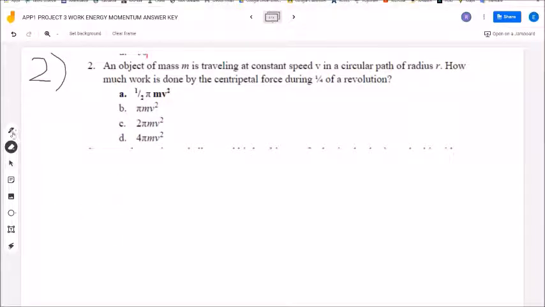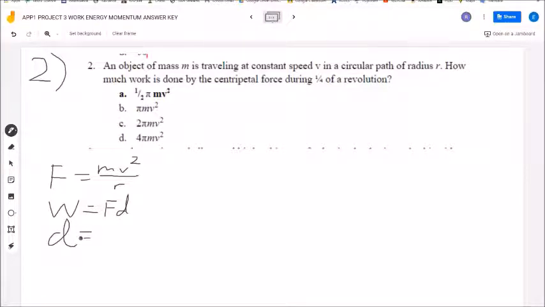Number 2, an object of mass m is traveling at constant speed v in a circular path of radius r. How much work is done by the centripetal force during 1/4 of a revolution? So we can start with the equation for centripetal force, which is F equals mv squared over r. We know that work is given by force times displacement, or FD, and the distance normally would be given by d equals 2 pi r, but since we're only trying to solve for 1/4 of a revolution, we need half pi r, because 2 over 4 is 1/2.